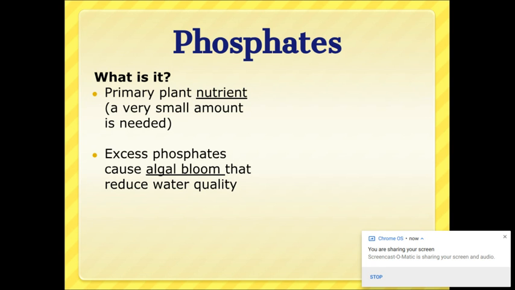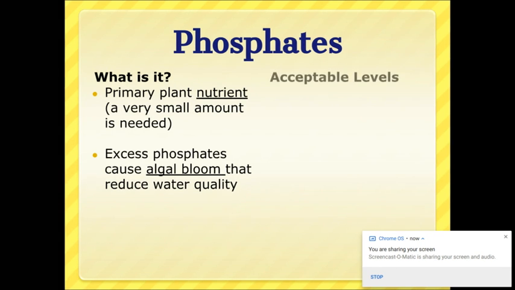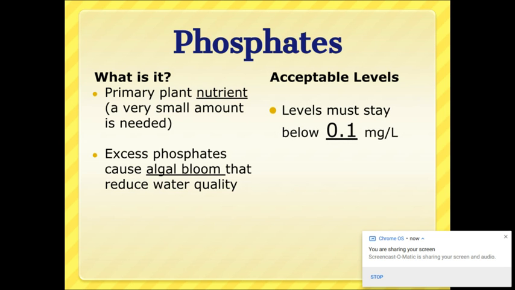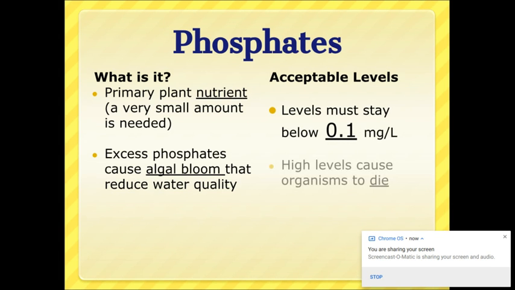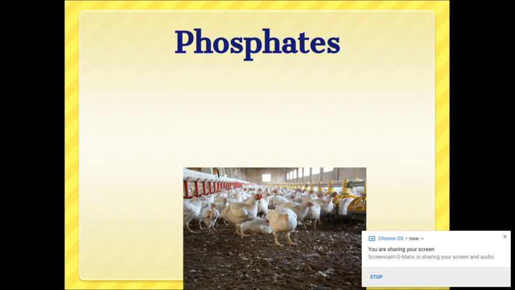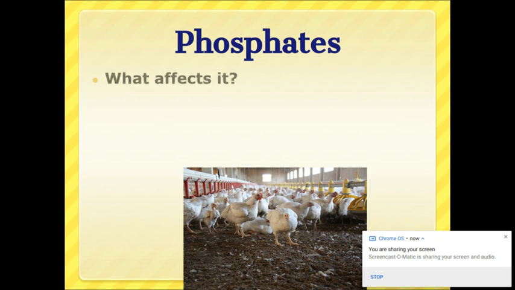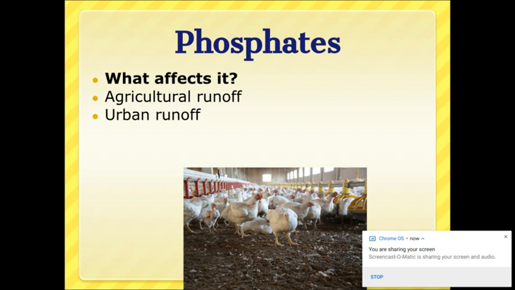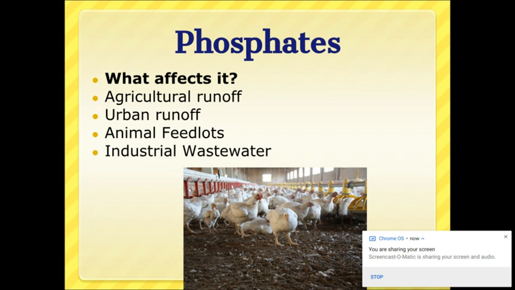Now, when we're measuring phosphates, an acceptable level is below 0.1 milligrams per liter. Anything higher than that is going to cause our organisms to die. Very similar to the nitrates, phosphates are affected by agricultural runoff, urban runoff, so runoff from your streets and your cities, animal feedlots, and industrial fertilizer.